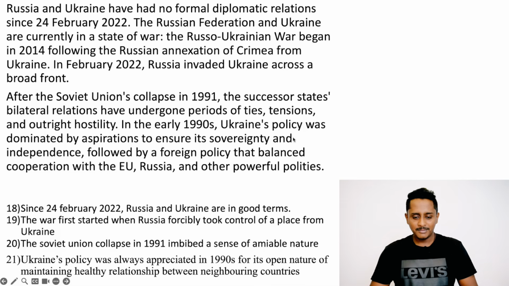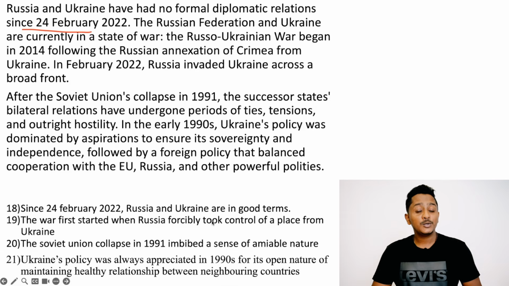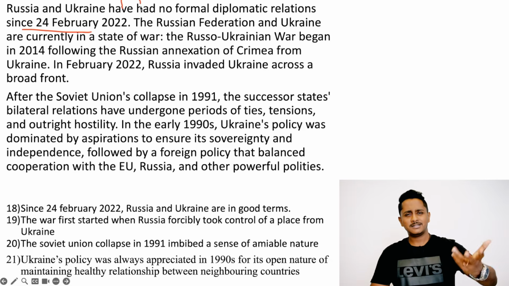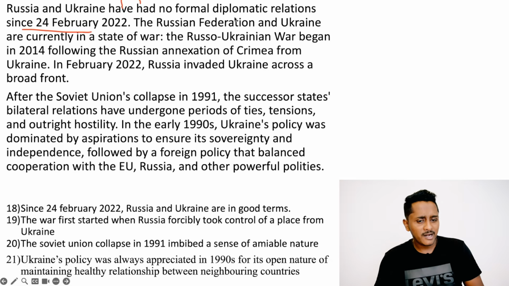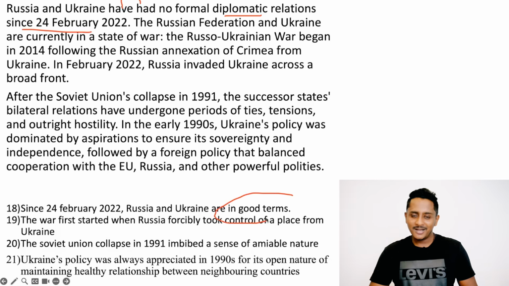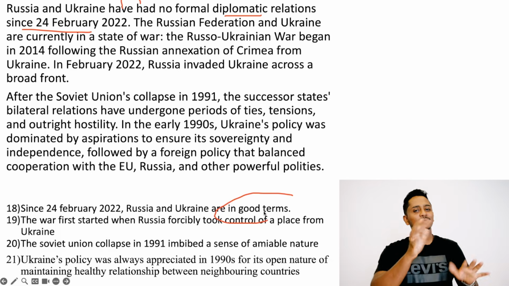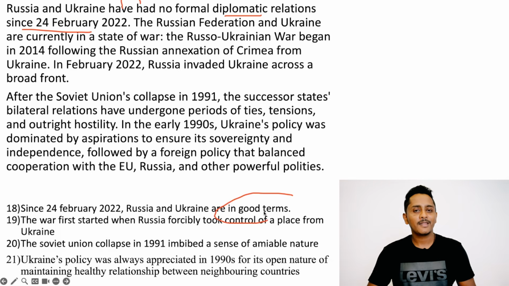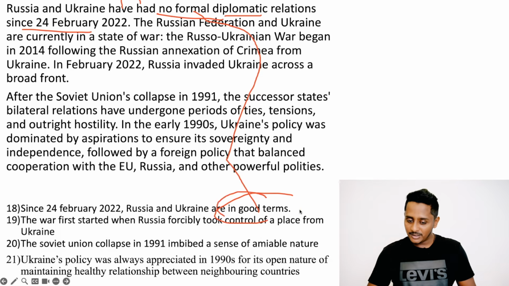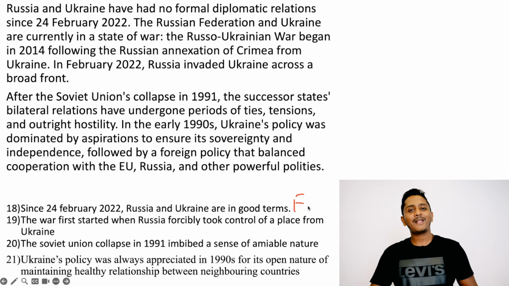Alright, this is a bit tricky question here. Let's understand. 18th, since February 2022, Russia and Ukraine are in good terms. Russia and Ukraine have forged no formal diplomatic relation, no friendship since 2022. Who are in full good friendship? No friendship at all, full AK-47. So this is exactly contradicting. No diplomatic relations versus good terms, exactly contradicting. 18th is going to be false. Hope you are getting it.